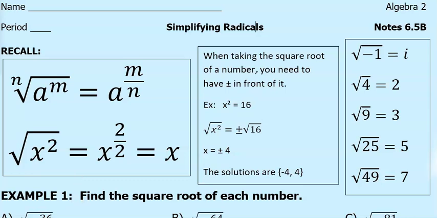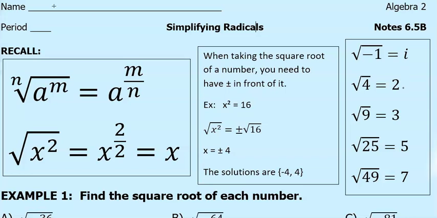When taking the square root of a number, you'll need to put a plus or minus in front of it. For example, if you have the equation x squared equals 16, square root each side, and then on the side with the number, you're going to put a plus or minus sign in front. The square root of 16 is 4, so x equals plus or minus 4. So the solution set is -4 and +4.